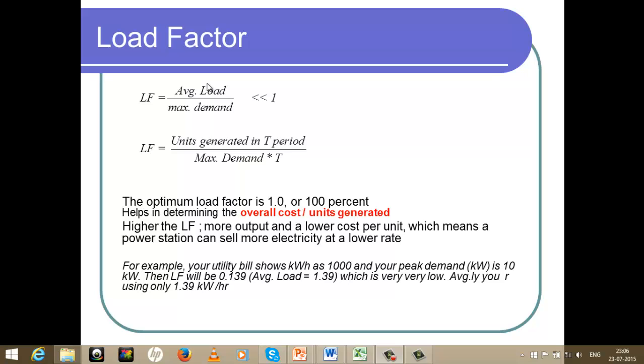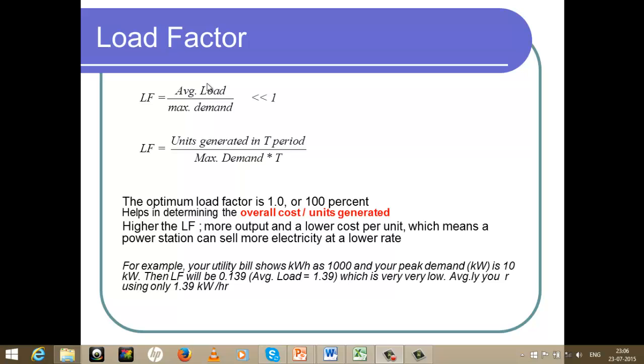If you calculate the load factor, then it will be very much less, comparing the average load and maximum demand. In that case, you are supposed to operate the generating station in order to satisfy the consumer demand, and you are generating the electricity at a very high cost, and you have to collect the money from the consumers at a higher rate.